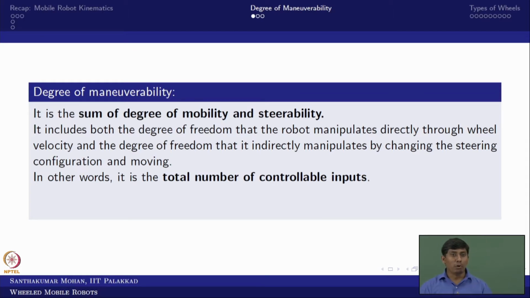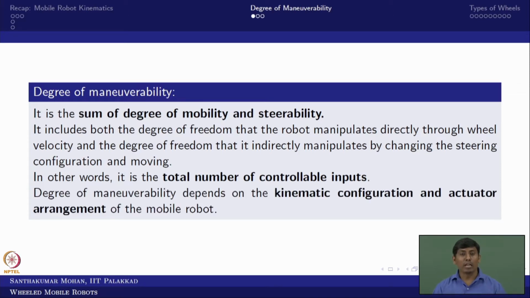We'll see a little more examples with this degree of maneuverability. Before that, we will see what makes this degree of maneuverability. It purely depends on how you are arranging your actuators or how you are fixing your wheels.